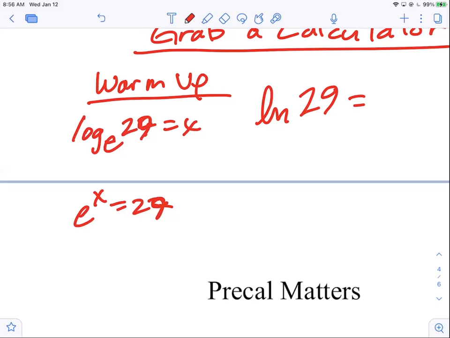So it has to be between 3 and 4, and probably closer to what? 3 or 4? Yeah, probably really, really close to 3, because 29 is just a smidgen larger than 27, much closer to 27 than 81. So it's always good to think about that, right?